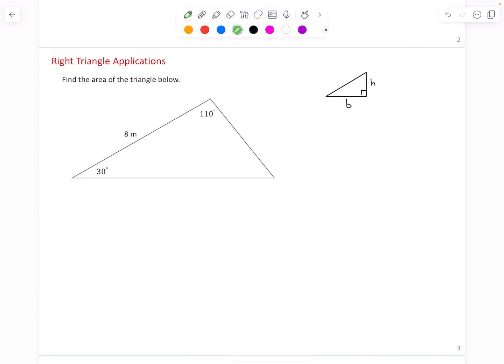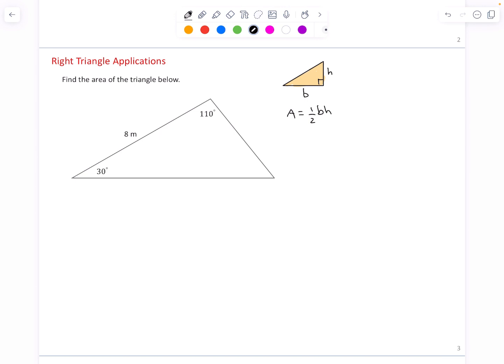If you were to copy this triangle, flip it over, and put it on top of itself, you would see that it forms a rectangle. Well, the area of the triangle is exactly half the area of the rectangle, because two triangles make the rectangle. So if I can find the area of the rectangle and cut it in half, I will find the area of the triangle. So the area of the rectangle would have been base times height, just length times width, but then cut that in half.